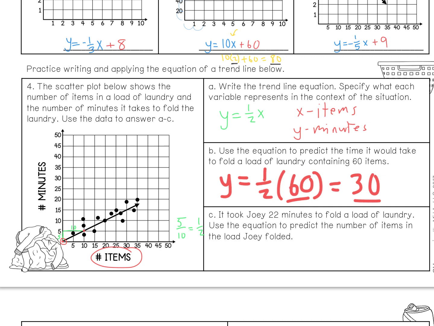Okay, let's try the next one. Y equals 1/2 x. And it says Joey took 22 minutes to fold laundry. So, which one does that go with, X or Y? Is 22 minutes a Y value or an X value? A Y. So I'm going to erase my Y and put in 22.